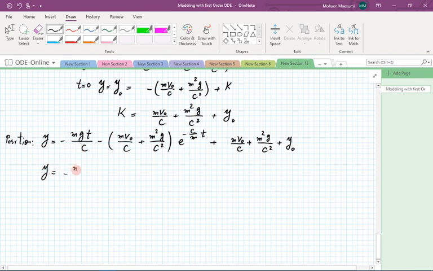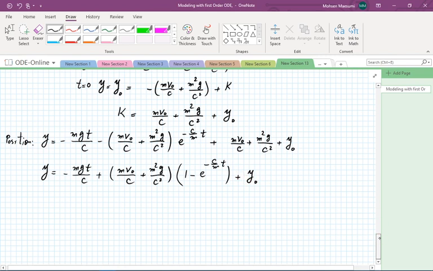So this becomes minus mgt over c. I'm going to factor this expression. So let's factor it as m v0 over c plus m squared g over c squared. Factoring it out of this is going to be 1. Factoring it out of that is going to be minus that exponential. Either of the two answers will be perfectly acceptable. Again, notice m, g, c, v0 and y0 are all given constants. So what you have here is some number times t, some number times an exponential, and then some standing number.